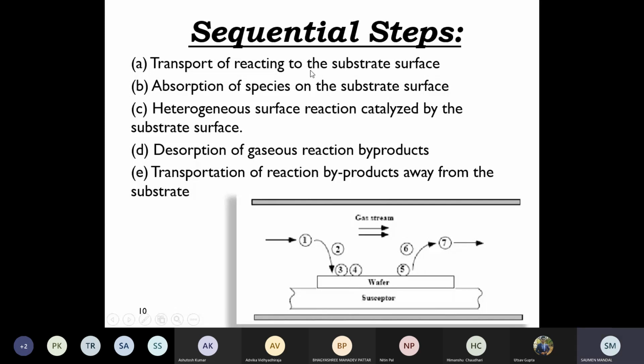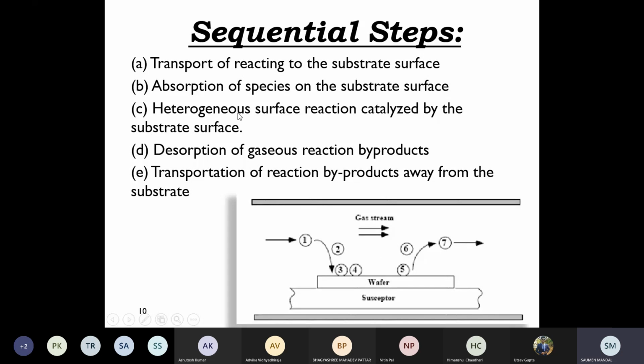In this case, the gas is coming onto the surface, the precursor is adsorbed, and then the reaction happens on top of the surface. That is not always the case. Sometimes some reaction may happen in the gaseous form, but in general it happens as a heterogeneous surface reaction catalyzed by the substrate surface. So these are very important.